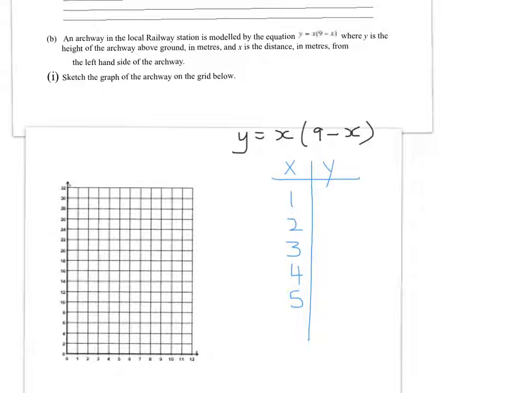Okay, an archway, and they've given you the equation of the archway for the railway station archway. And so I just write a little table to help me find the points on my graph. So it'll be 1, 8, 2, 14, 3, 18. If I put 4 in, be 20, 5, 18. And plot those.